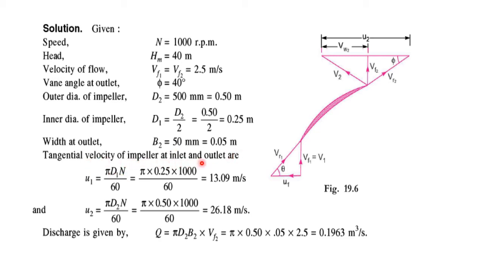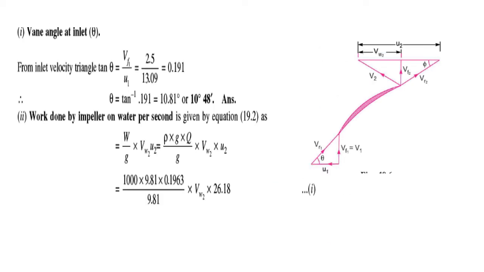0.05 meter. Tangential velocity of impeller at inlet and outlet can be found with these formulas: pi D1 N upon 60 and pi D2 N upon 60. That comes u1 equals 13.09 meters per second and u2 equals 26.18 meters per second. Discharge through the impeller will be given by pi D2 multiplied by b2 multiplied by Vf2. That comes 0.1963 meter cube per second.